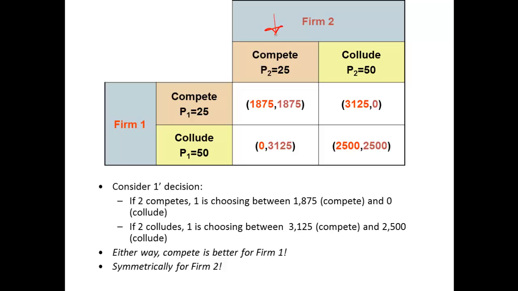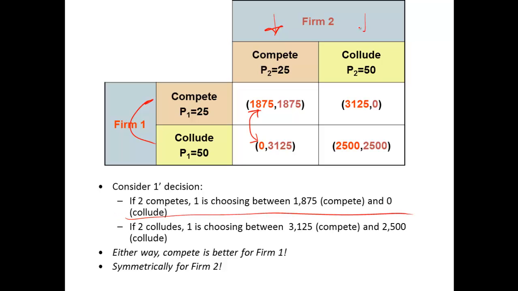If firm 2 were doing that, then firm 1's choice about whether to be here or here is a choice between making 1875 and making 0. Now, of course, 1875 is better than 0 because profits are a positive payoff. So if firm 2 were charging 25, firm 1 would prefer to charge 25. And that's the story in this bullet point.